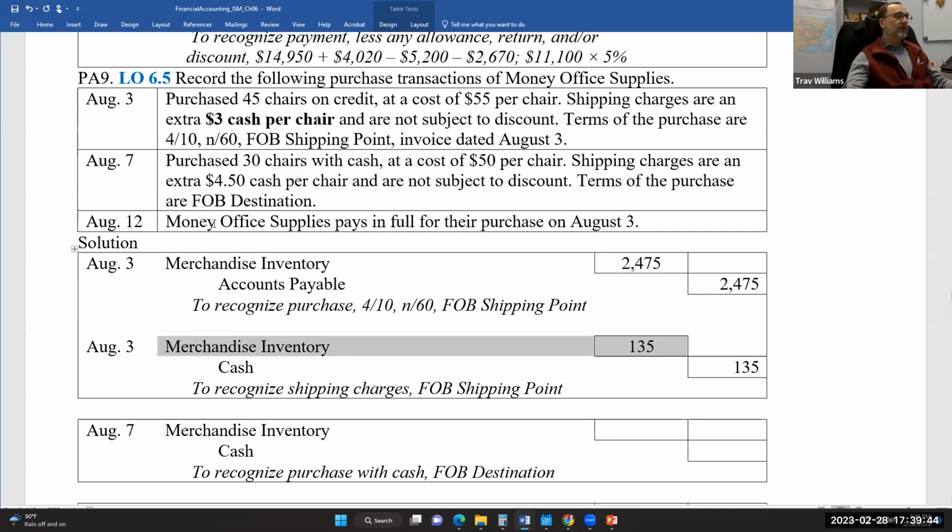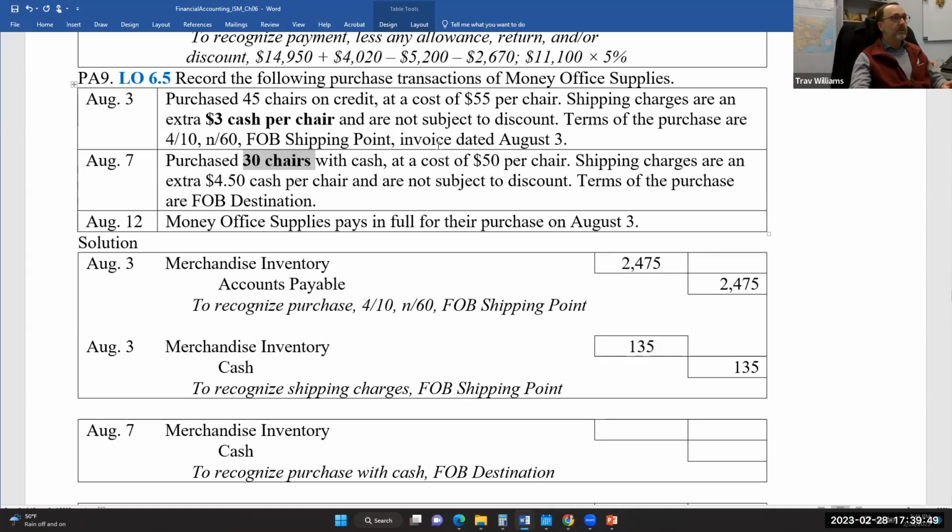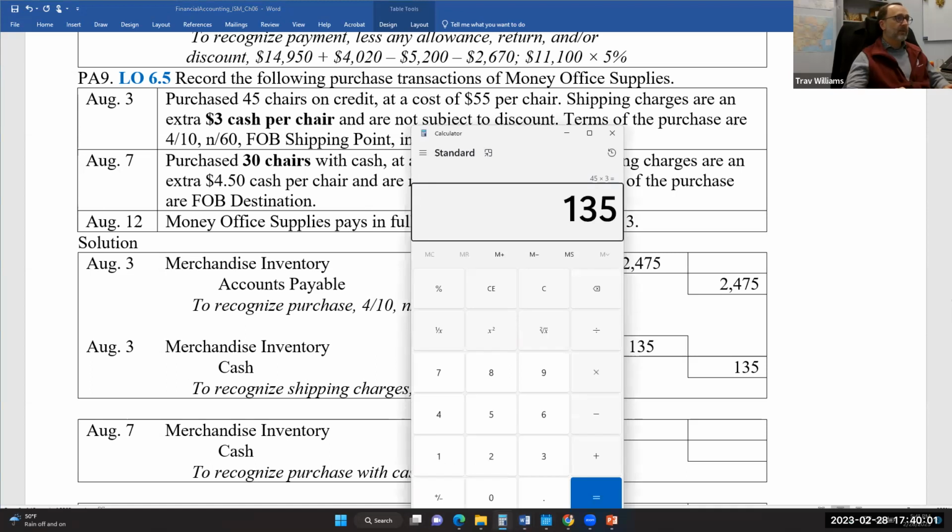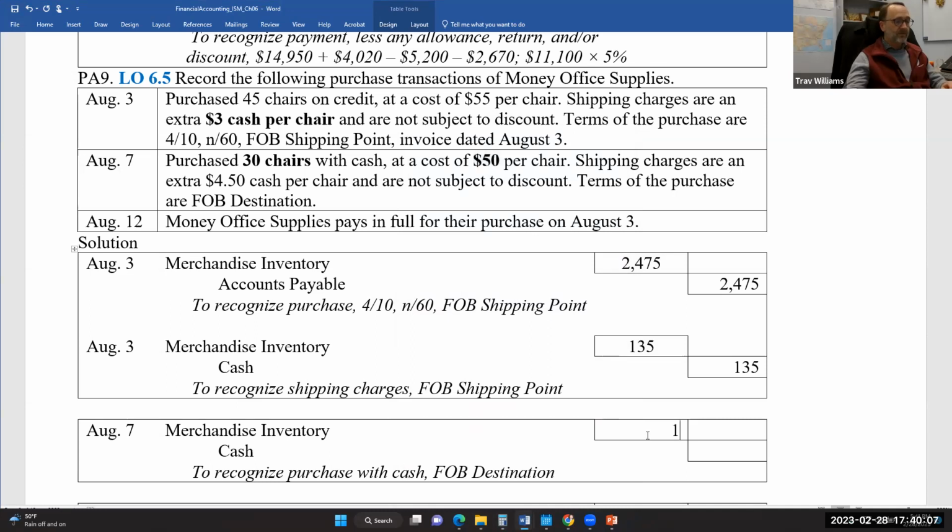Then for August 7th, we buy another 30 chairs at $50 each. And this time it's FOB destination. So this time the seller is taking care of the shipping costs. We don't have to worry about it. And so we don't have to journalize it either. So we had $1,500 as the cost of the chairs. And that's all we have to do.